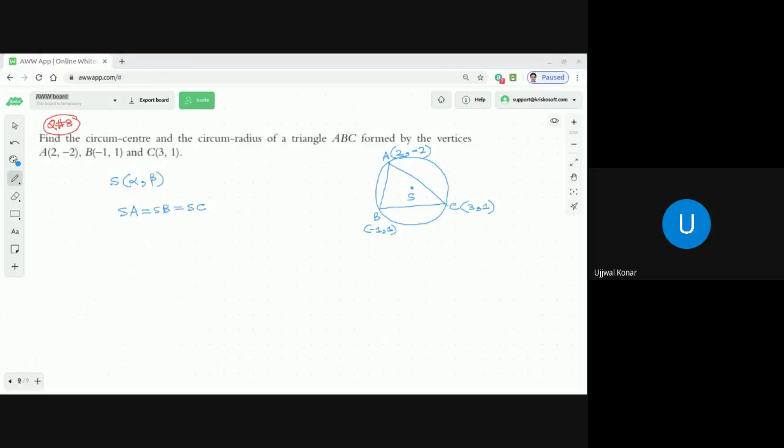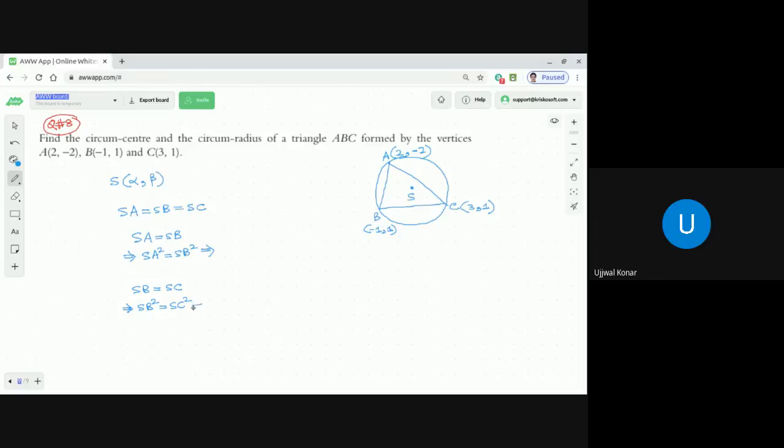Agree with me? So, you first take SA equal to SB. That implies SA square is equal to SB square. If you do this, you will find an equation in alpha and beta. Now, in a similar manner, you take SB equal to SC. That implies SB square is equal to SC square. If you do this, you will find another equation in alpha and beta. Got it?